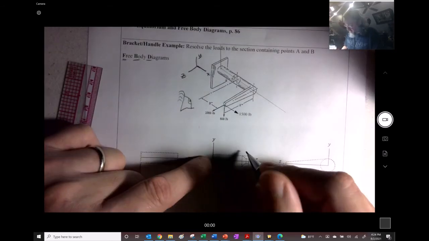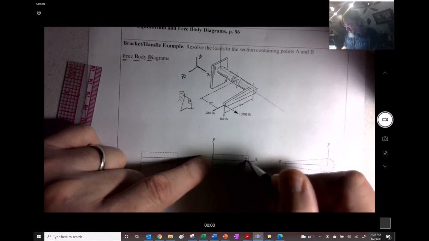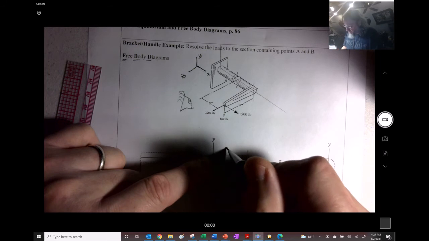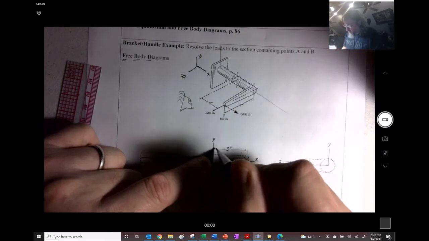So we're seeing this long dimension right here. So this right here, this X dimension, we're going to do it kind of to the center of the thing, right? That's going to be our 3 inches. And I'll use the inch symbol as part of that right there, right?